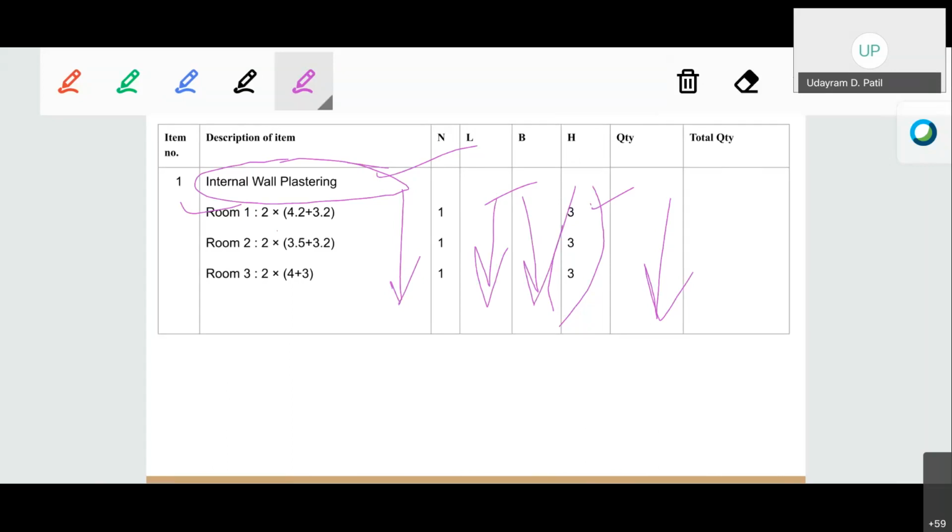Okay, there will be no breadth as the quantity will be calculated in meter square. Therefore, multiplying length with the height will give us the quantity for the internal wall plastering. Calculate the quantity.